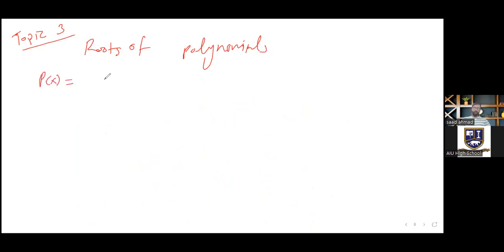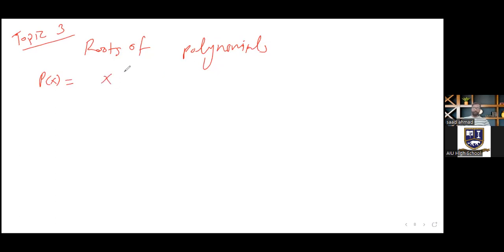Okay, so this is the next topic, that is third topic is roots of polynomials. Roots of polynomials means the number that when we plug into them, they give us zero. Polynomial functions are like this. Let's say the p of x is, let's say we have a polynomial function.